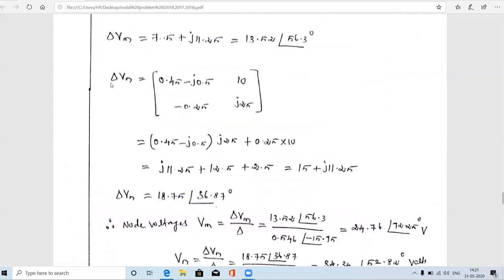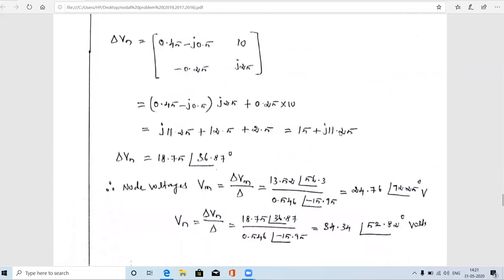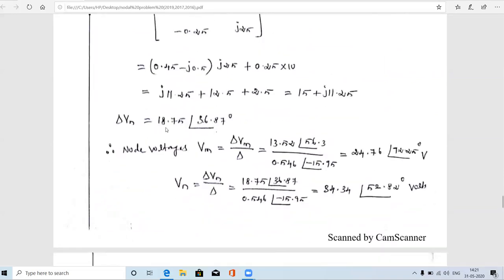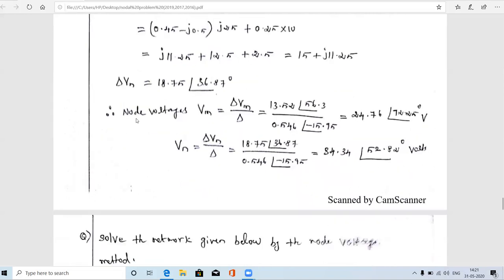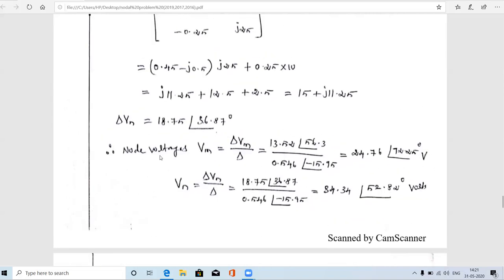Similarly, we have to calculate del Vn. What is del Vn? Replace the second column by the constant values and we have to calculate the determinant. So the determinant answer is 18.75 with angle 6.87 degrees. This is rectangular coordinate, this is polar. After that, we have to calculate the nodal voltages. So what are the nodal voltages? Vm and Vn.